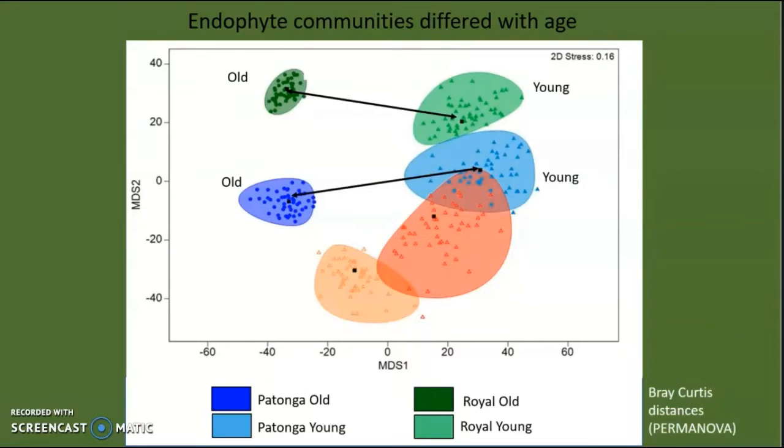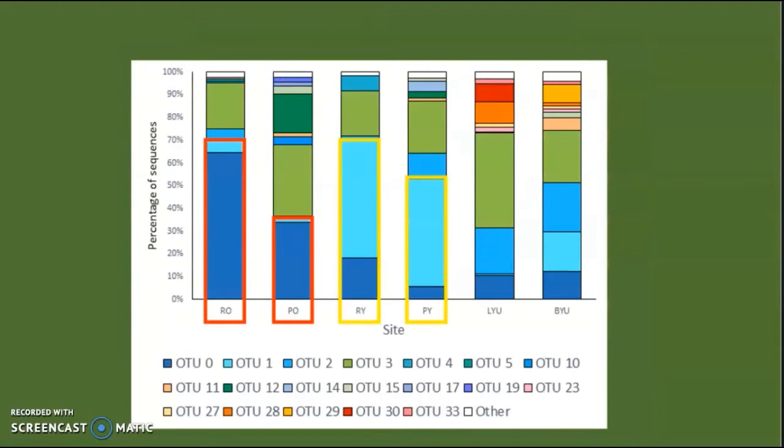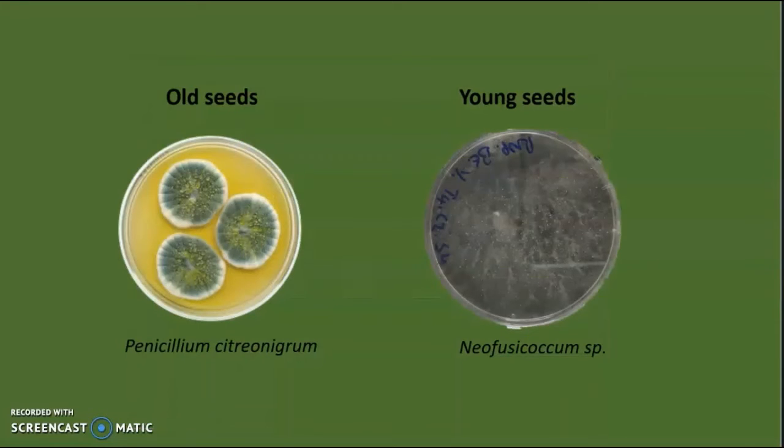The assemblages of endophytes in seeds from older cones were distinct from the assemblages in younger cones. We also found that Penicillium citrinonigrum was predominantly found within older individuals, which is highlighted in the red boxes, in comparison to a Neophysiococcus species, which was most abundant in younger individuals, highlighted in the yellow boxes.